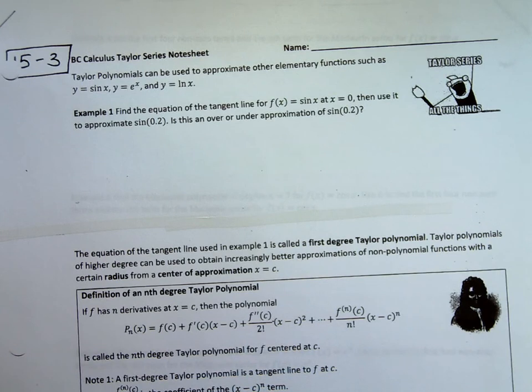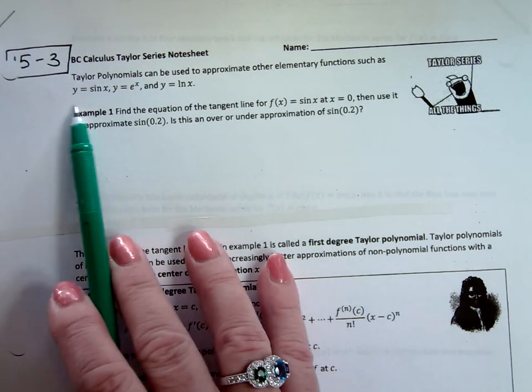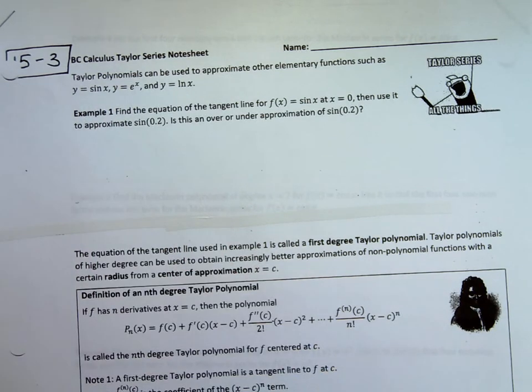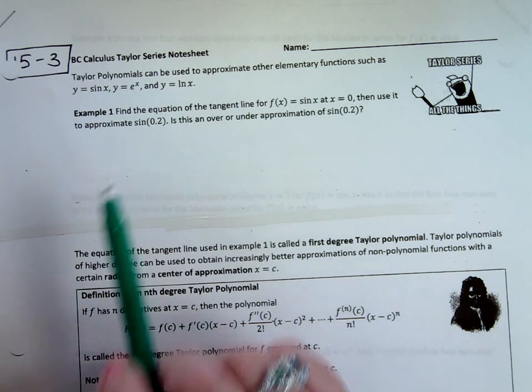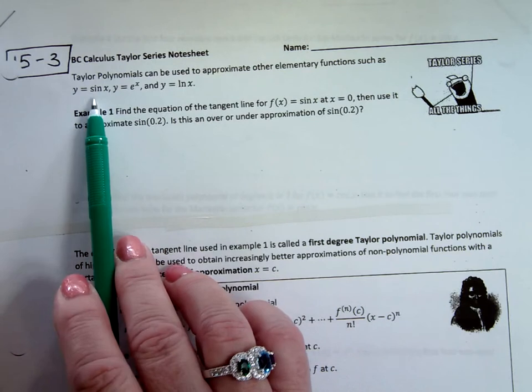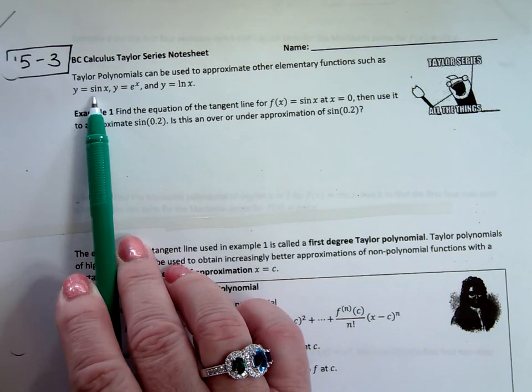Here comes Taylor polynomials. They can be used to approximate other elementary functions such as the sine function or the e to the x function or the ln of x function. These are the most popular. Cosine as well. So sine, cosine, e to the x, and ln of x are all really popular types of Taylor and Maclaurin series.